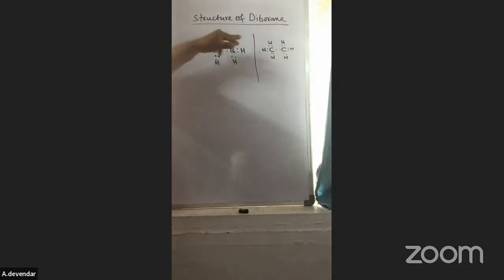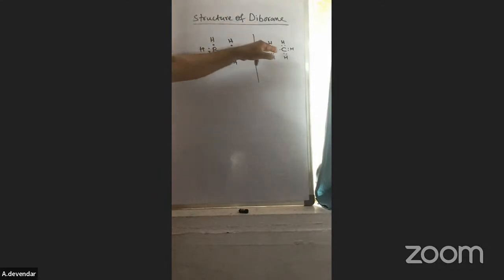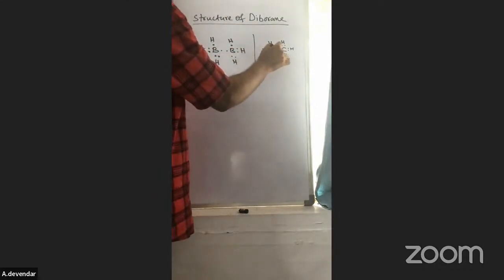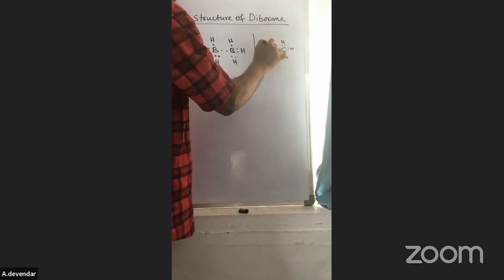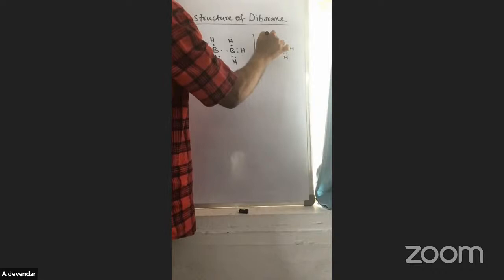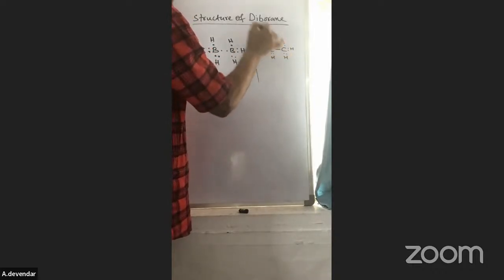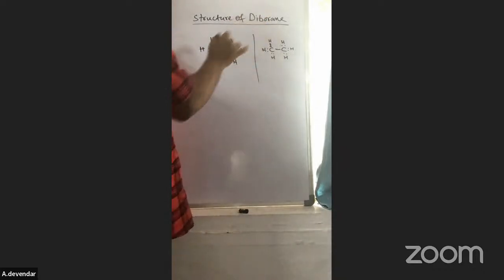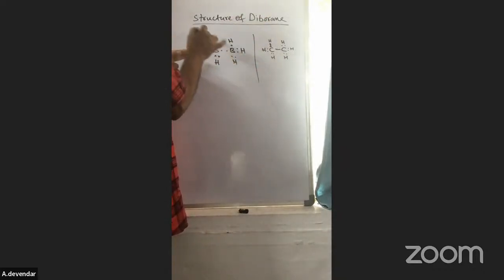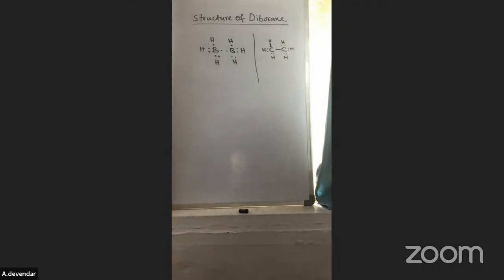If there is a paired electron only, you can draw the bond. Paired electrons mean you write it like this. This is a bond: two electrons combined means bond formation. But here we have a single electron. How can you bond that one? So Pfizer proposed the structure like this.